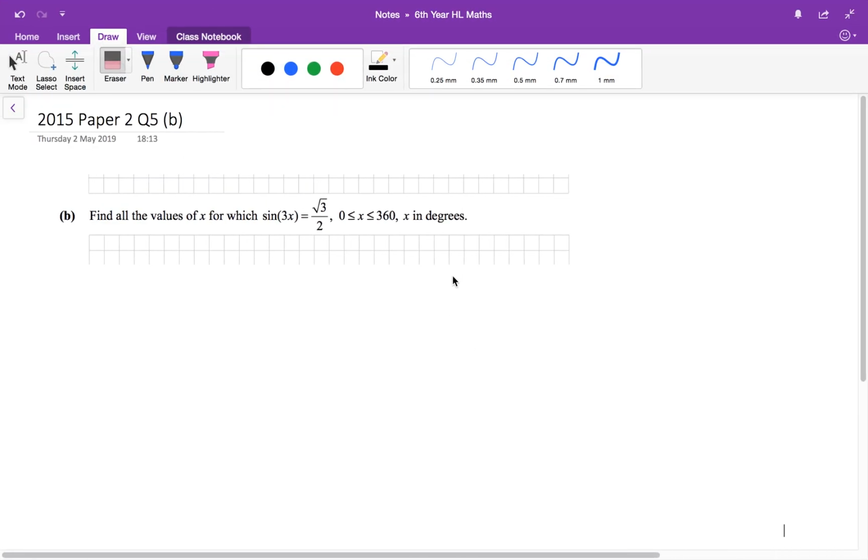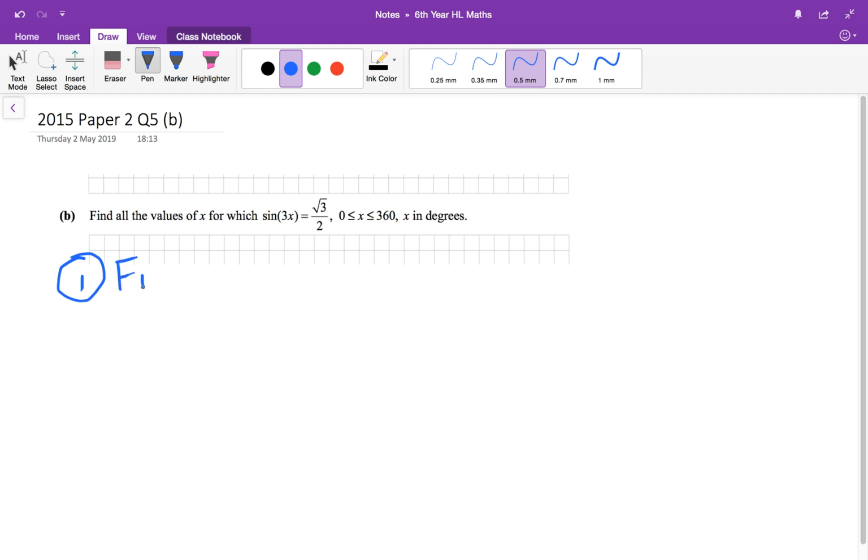Alright, so 2015 paper 2, question 5, part B, it's a CAST question. So the first step is to find the reference angle.